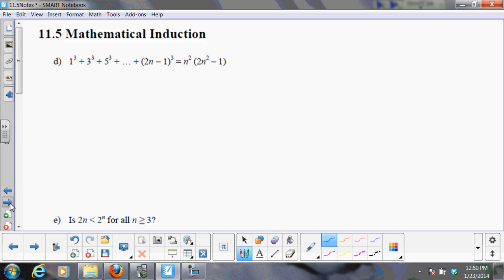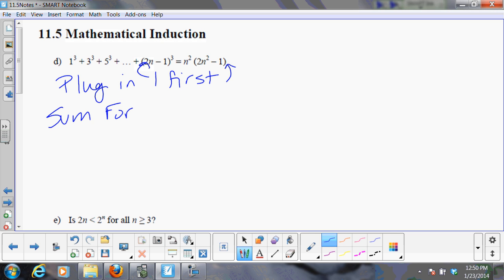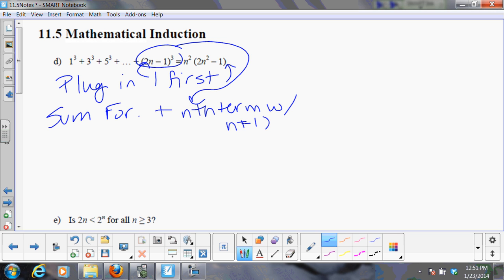All right. I'm going to skip this one. I mean, it's the same process again. Just keep doing it. Plug in 1 first. There and there. Then summation formula plus nth term with n plus 1s should equal summation formula with n plus 1s.